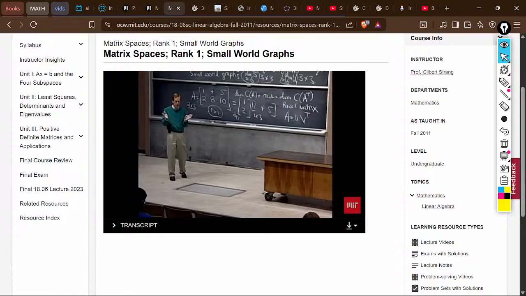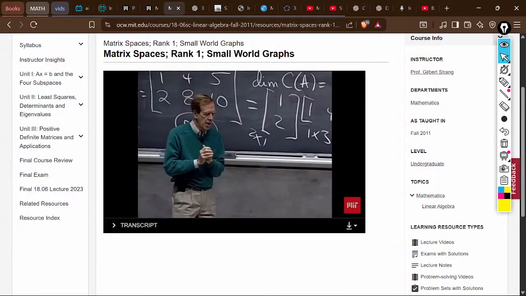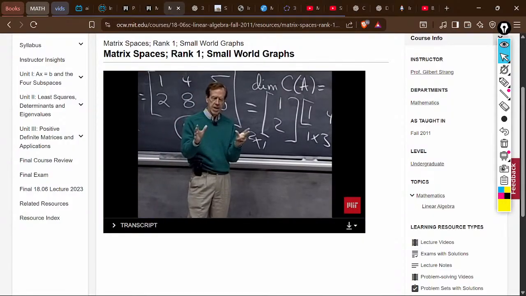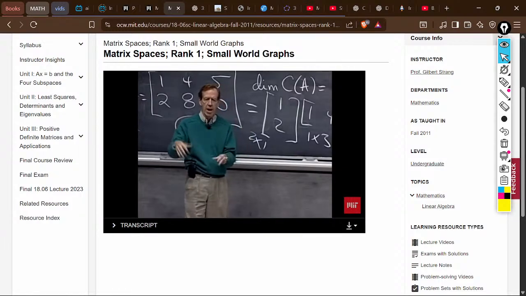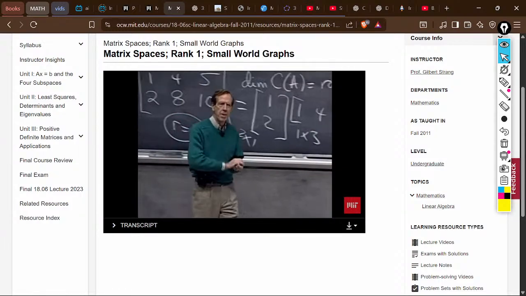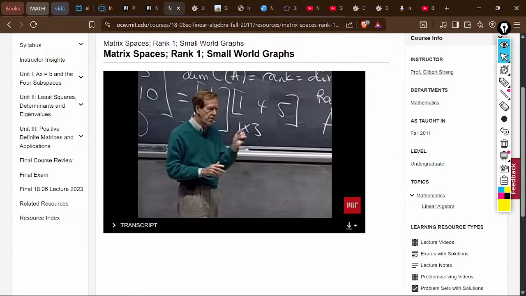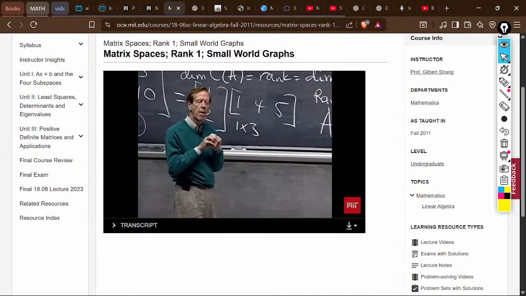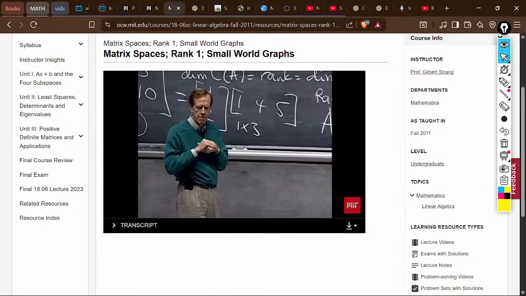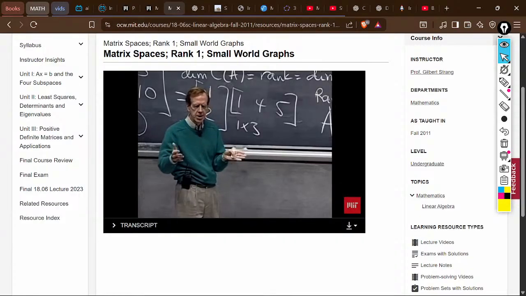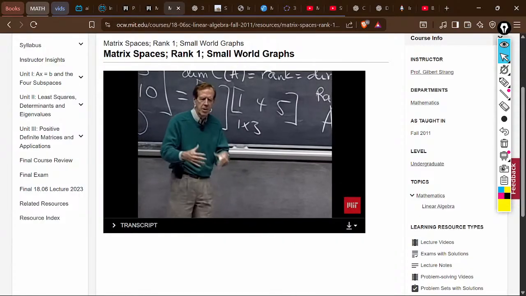If I took any matrix, a 5 by 17 matrix of rank 4, then it seems pretty likely, and it's true, that I could break that 5 by 17 matrix down as a combination of rank 1 matrices. And how many of those would I need? If I have a 5 by 17 matrix of rank 4, I'll need 4 rank 1 matrices. So the rank 1 matrices are the building blocks.